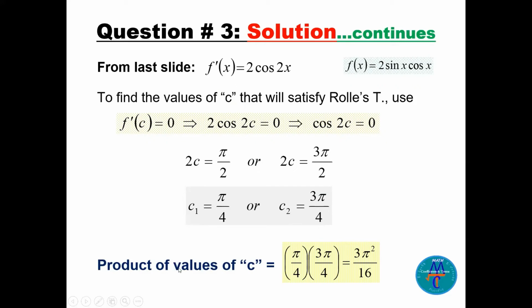The question says, find the product of the values of C. So we multiply pi over 4 times 3 pi over 4. It will be 3 pi squared over 16 is the answer.